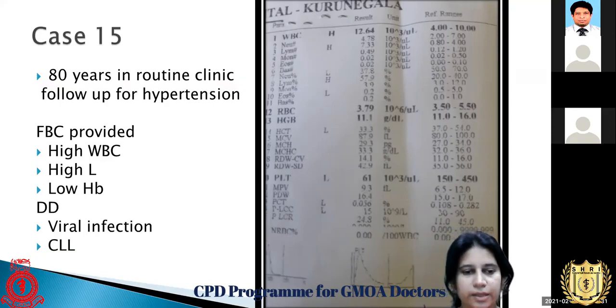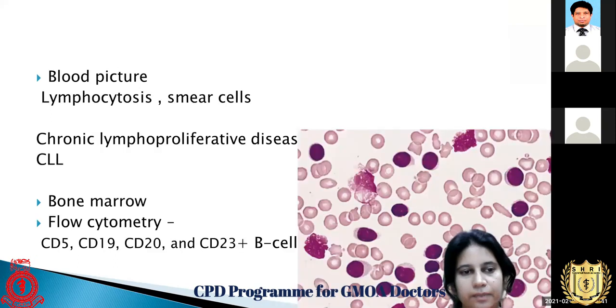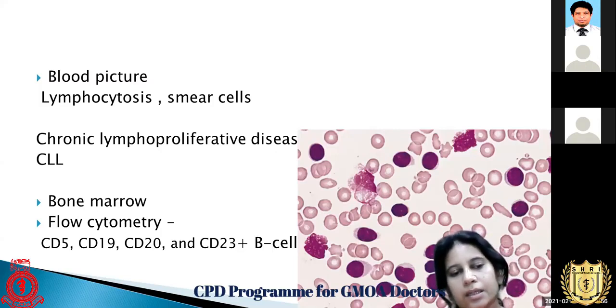So you have to go back to your examination. You just see whether there are any lymph nodes or spleen palpable. You have to perform an ultrasound scan. Then you see a blood picture. It's very diagnostic. You see a lot of lymphocytes in the blood picture with smear cells or smudge cells, more in favor of CLL or chronic lymphoproliferative disease. So this case has to be diagnosed with bone marrow and flow cytometry.